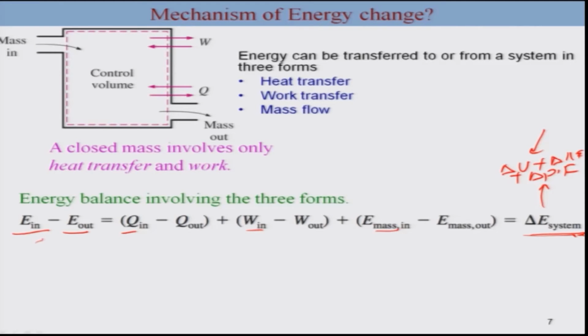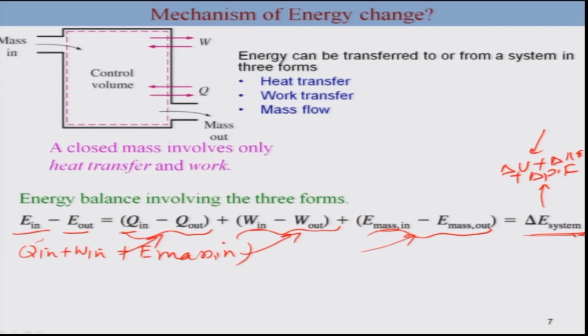So we can write this in this form. E in minus E out, you can take different contributions: due to heat transfer, due to work transfer, due to mass flow. So you can also write it as Q in plus W in plus E mass in as the E in component, minus Q out plus W out plus E mass out.